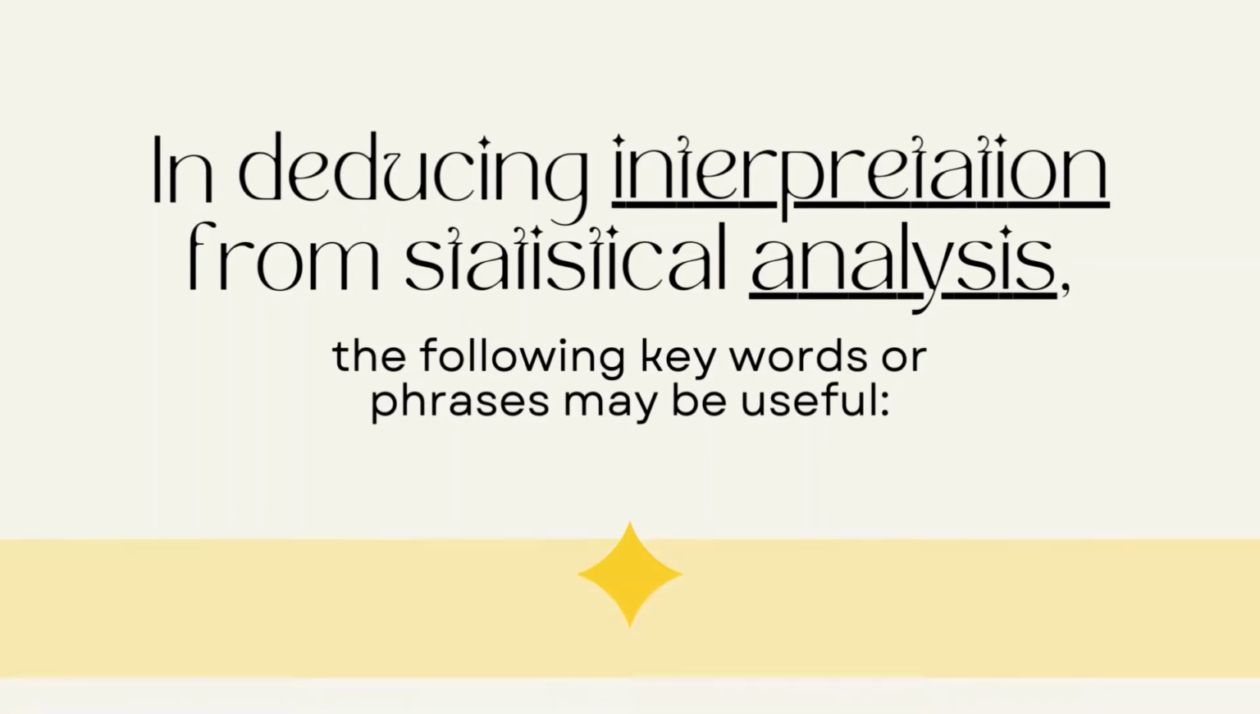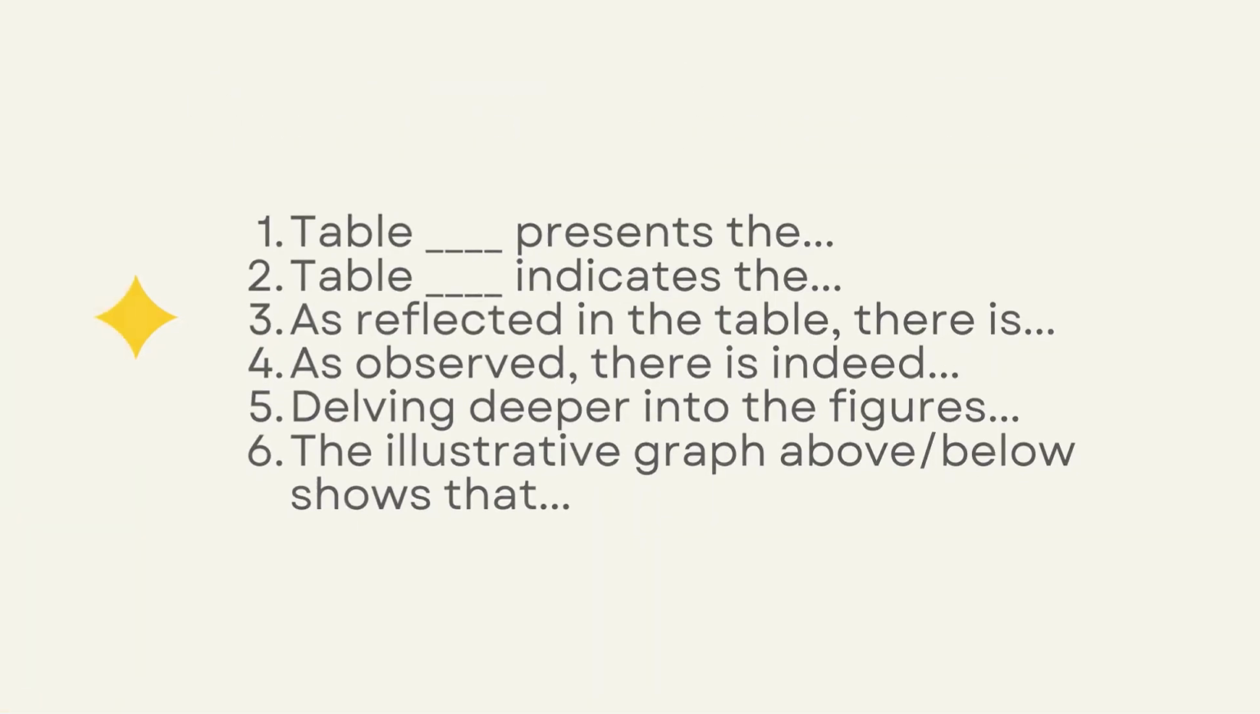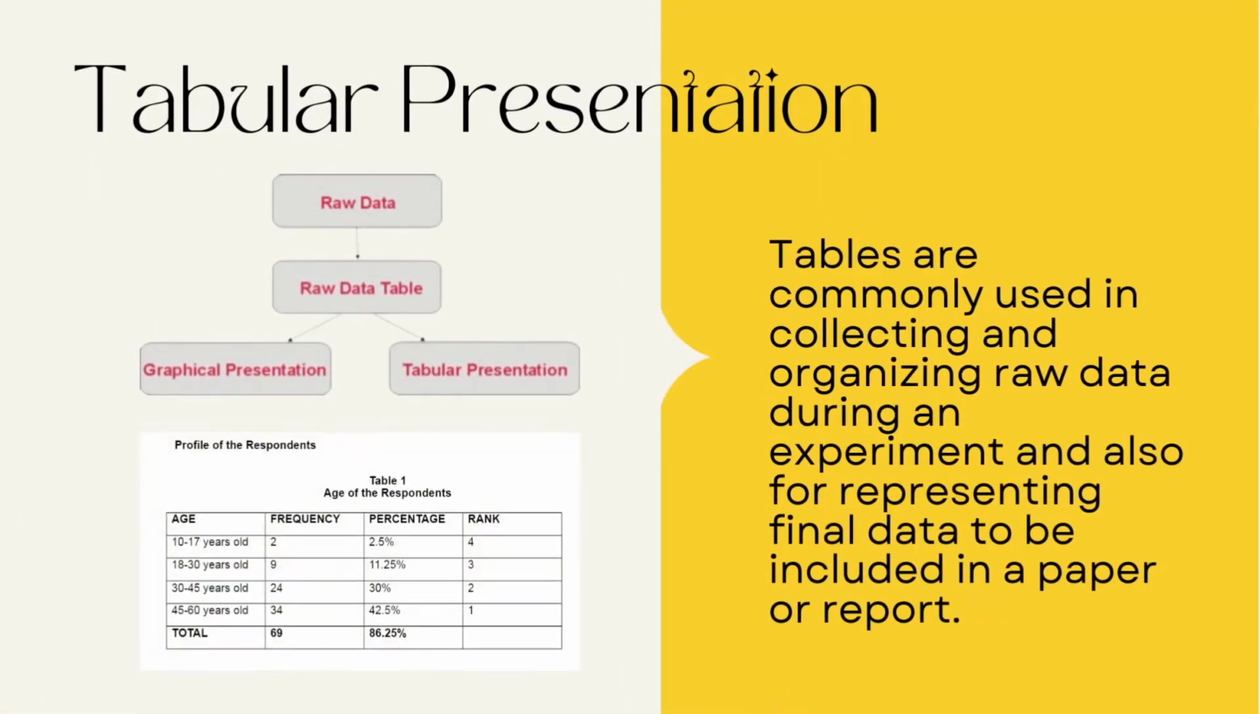Number 1, table presents the. Number 2, table indicates the. Number 3, as reflected in the table, there is. Number 4, as observed, there is indeed. Number 5, delving deeper into the figures. Number 6, the illustrative graph above or below shows that. But before we get into those terms, let us first learn more about tables.